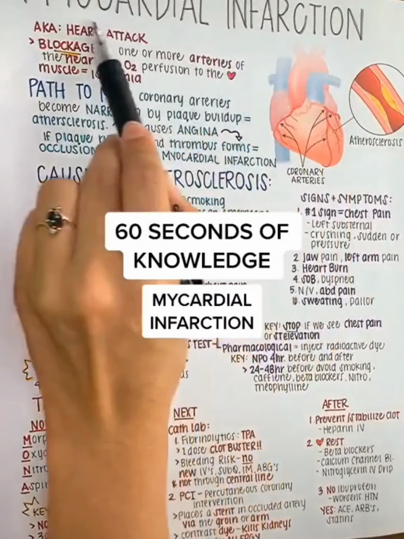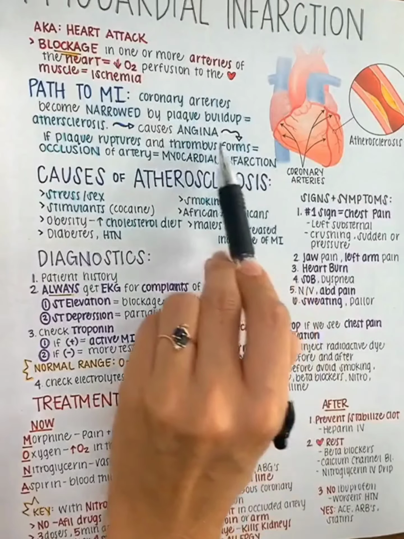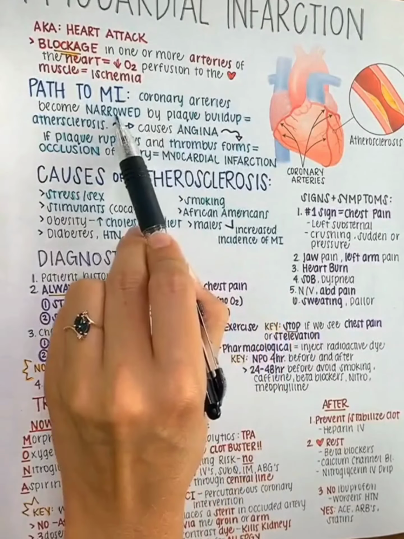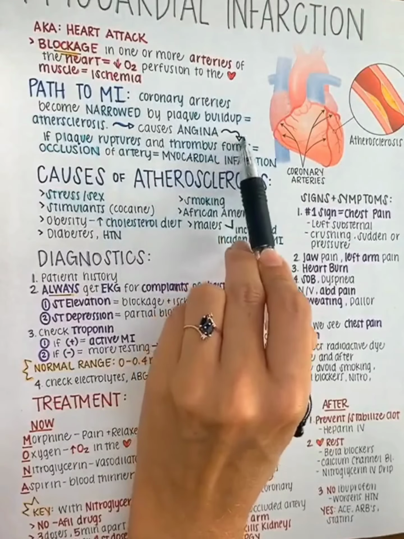Let's go over myocardial infarctions, or heart attacks. MIs are caused by a blockage in one or more coronary arteries. Now, don't get this confused with angina, which is a narrowing of the coronary arteries. MI will be complete blockage, so think that angina will come first and then MI.